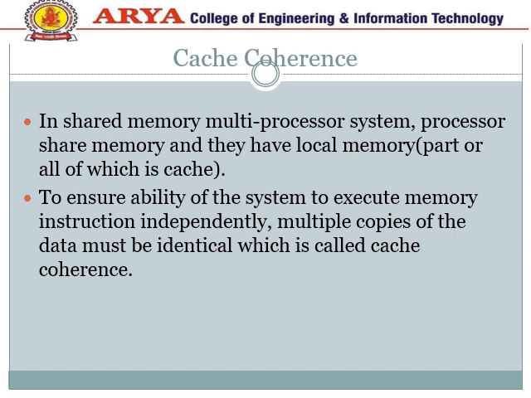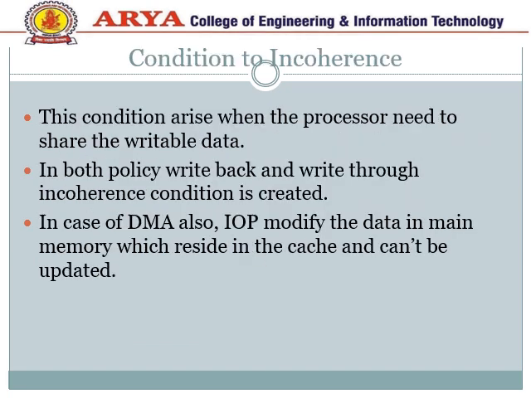Cache coherence. In a shared memory multiprocessor system, processors share memory and they have local memory. To ensure the ability of the system to execute memory instructions independently, multiple copies of the data must be identical, which is called cache coherence. Conditions for incoherence.